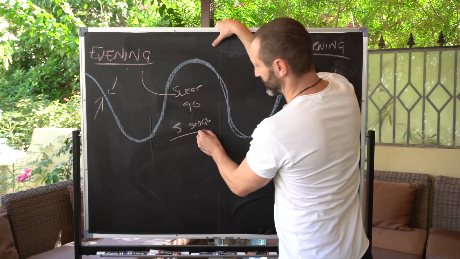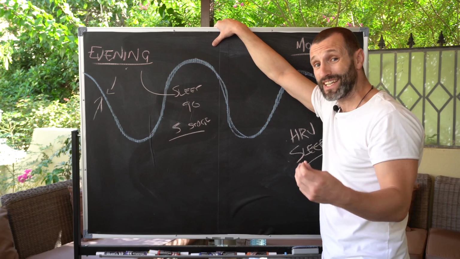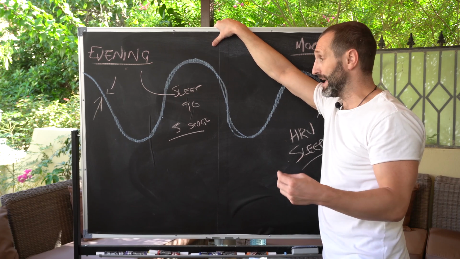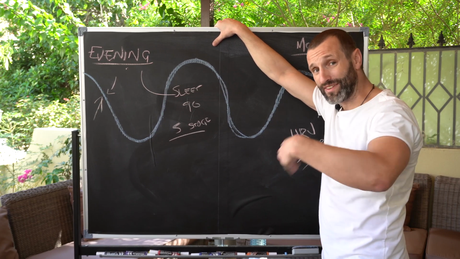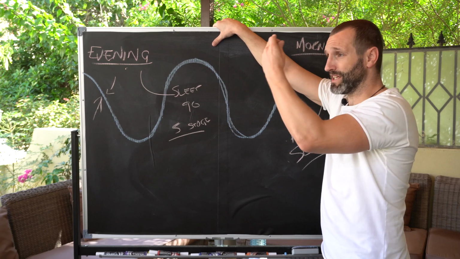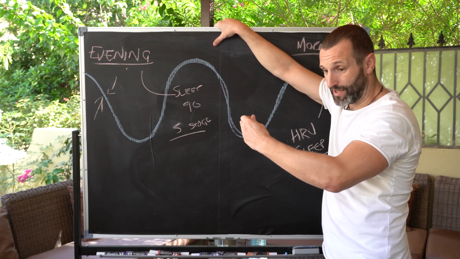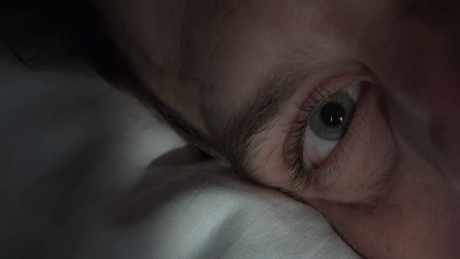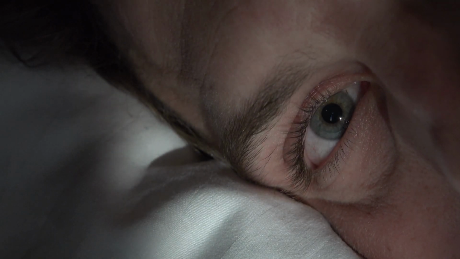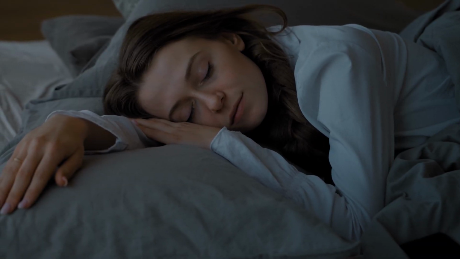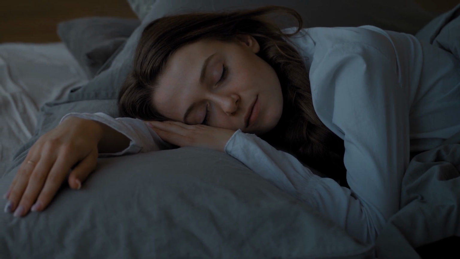You'll go through 5 stages, and what they say is it takes around about 90 to 120 minutes to go through those 5 stages. So every 90 minutes you'll have a little bit of awakeness, and then you'll have another 90 minutes of going through all the stages, and then a little bit of light sleep.